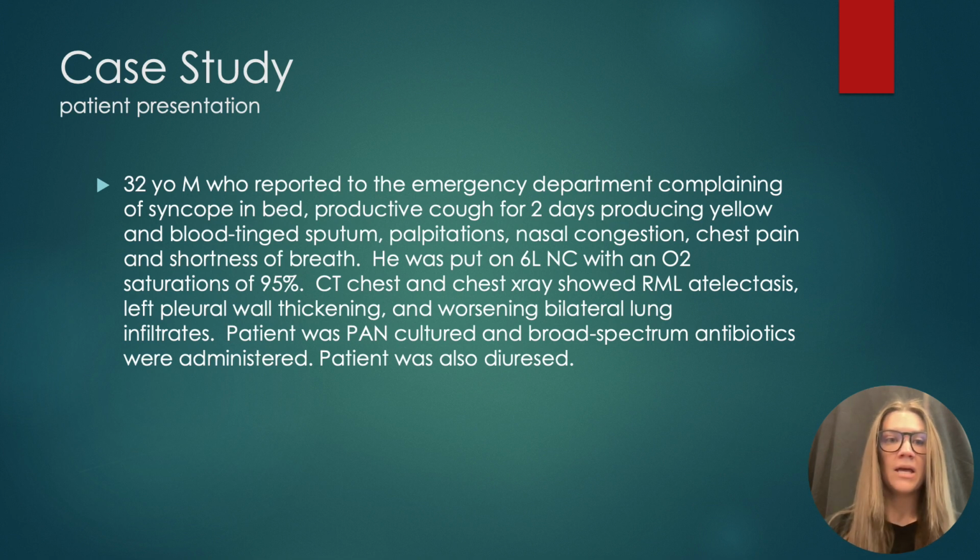So this case study, the patient presents to the emergency room, a 32-year-old male, complaining of syncope in bed, productive cough for 2 days, producing yellow and blood-tinged sputum, palpitations, nasal congestion, chest pain, and shortness of breath. He was put on 6 liters nasal cannula with an O2 saturation of 95%. The chest x-ray and CT chest showed right middle lobe atelectasis, left pleural wall thickening, and worsening bilateral lung infiltrates. Patient was pan-cultured, started on broad spectrum antibiotics, and was also diuresed.